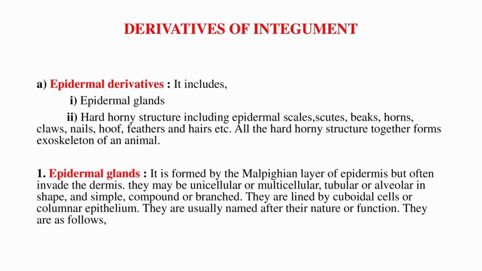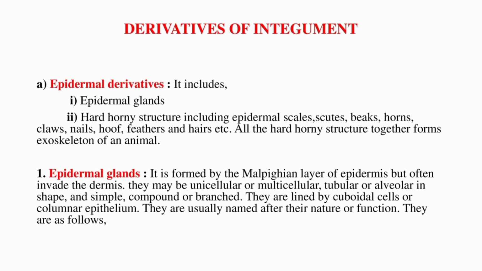Next, we can see about the derivatives of integument. There are two types of derivatives found. First one is epidermal derivatives and the second is dermal derivatives. First, epidermal derivatives. It includes epidermal glands, hard horny structures including epidermal scales, scutes, beaks, horns, claws, nails, hoof, feathers and hairs, etc. All the hard horny structures together form the exoskeleton of an animal.